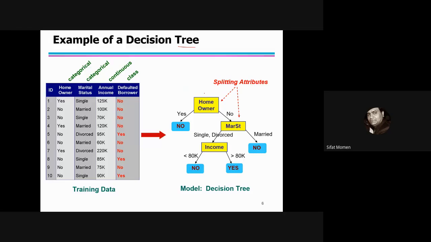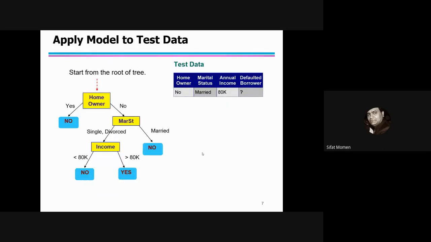And at every internal node, every node over here which is not a leaf, we are making a decision, whether he's a homeowner or not. Based on that, we are dividing, splitting. Clear? So we are making a decision at each of these nodes, and that's why it's called a decision tree. I hope you understand so far. Is that okay? Good. So that's a decision tree.